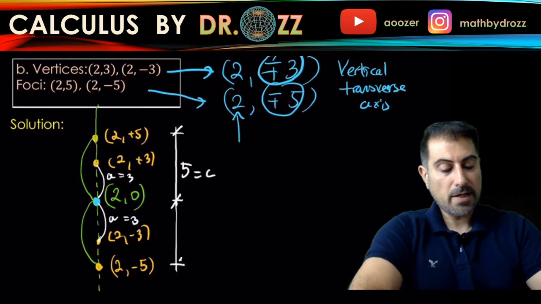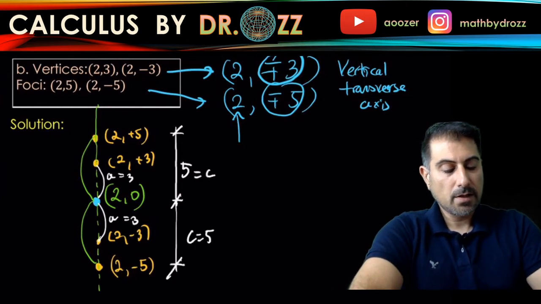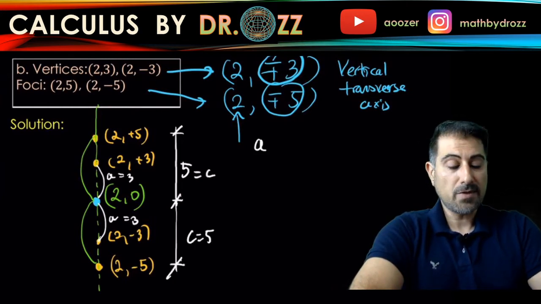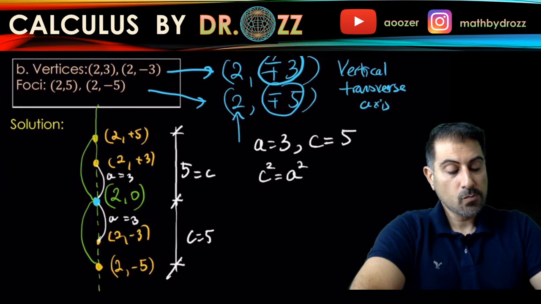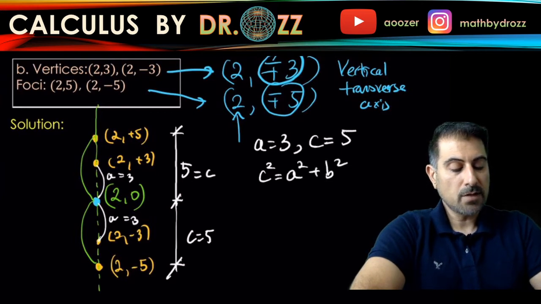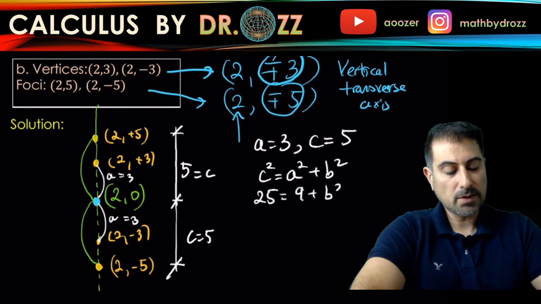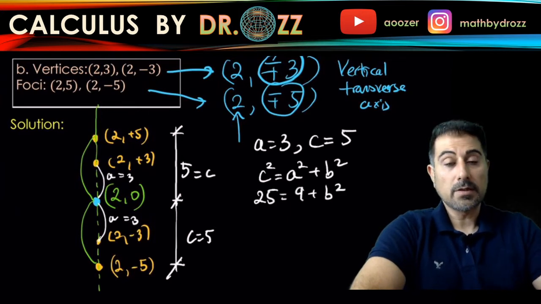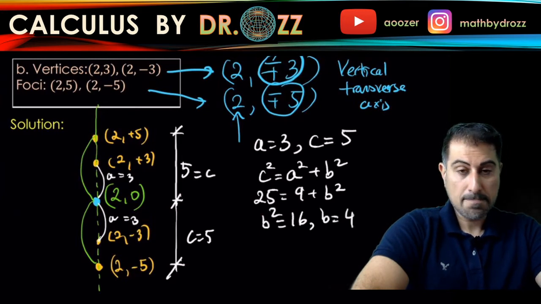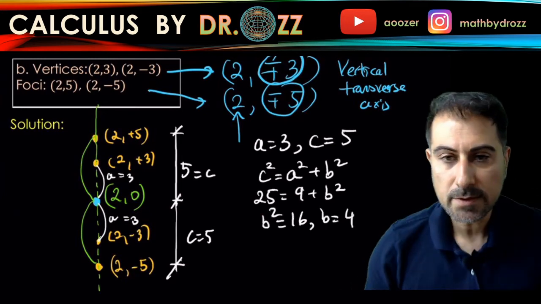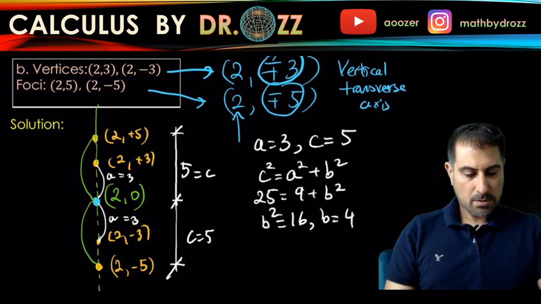So we have a equals 3 and c equals 5, and we have this relationship c squared equals a squared plus b squared. So 25 equals 9 plus b squared, and b squared equals 16, so that b equals 4. I have all the ingredients of the equation for the hyperbola.